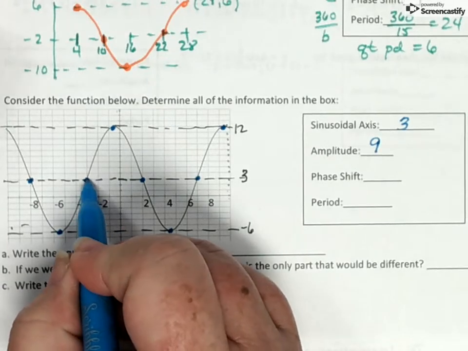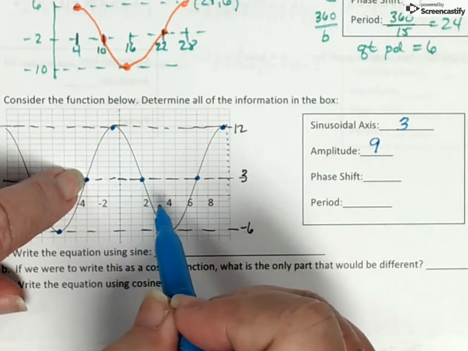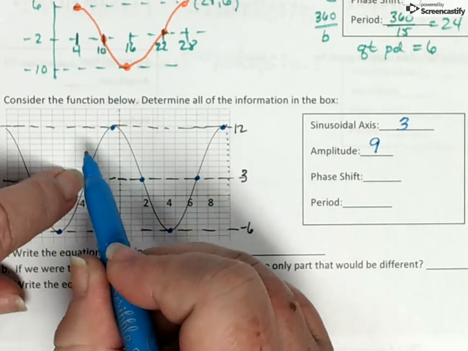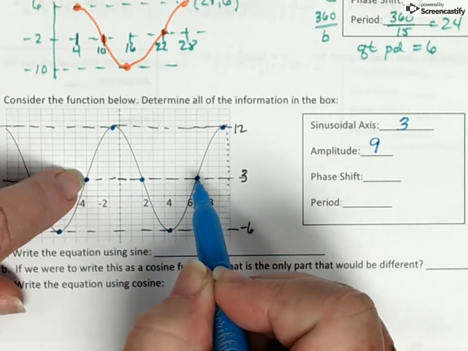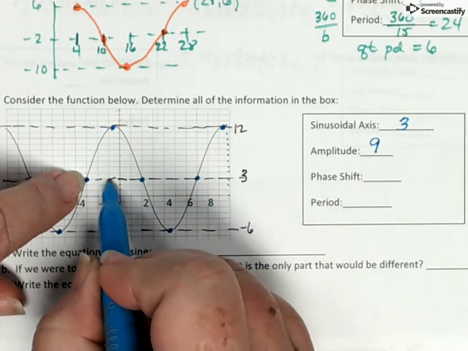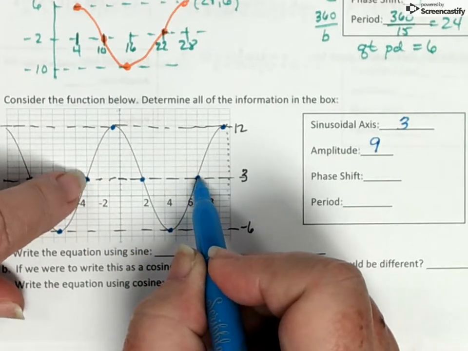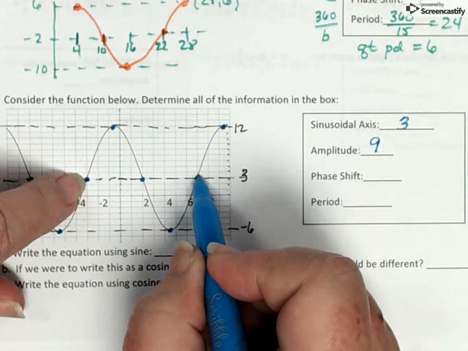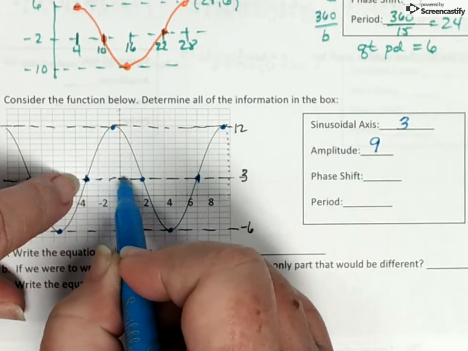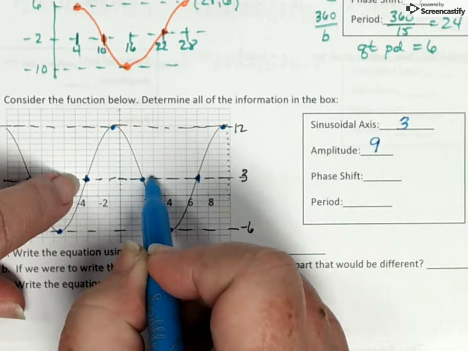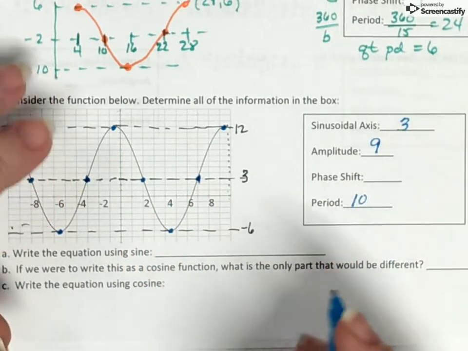Let's pick this critical point right here, and let's go until the graph starts to repeat itself, and it stops right here. That's -3, and this is +7. Well, how far apart is it from -3 to +7? So let's count: 1, 2, 3, 4, 5, 6, 7, 8, 9, 10. The period length is 10.